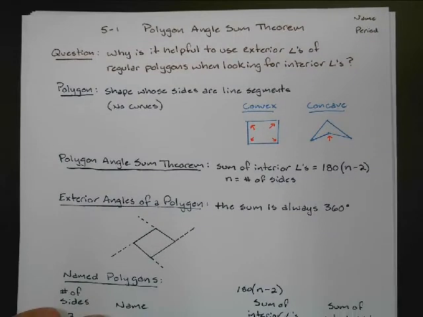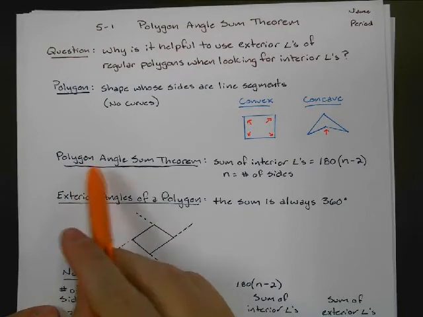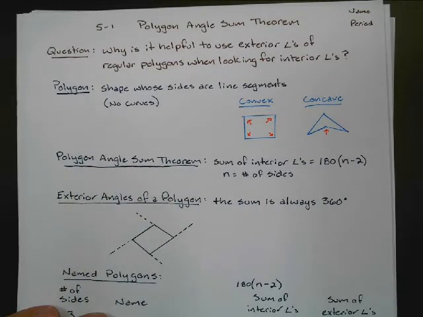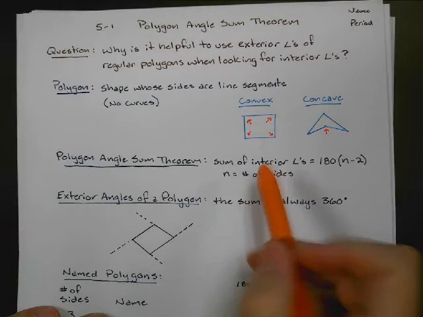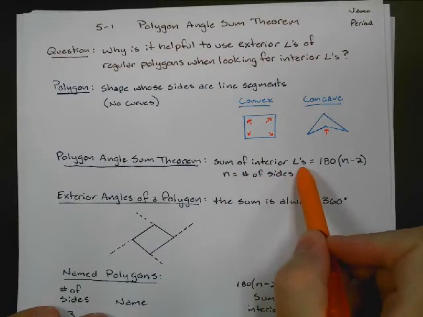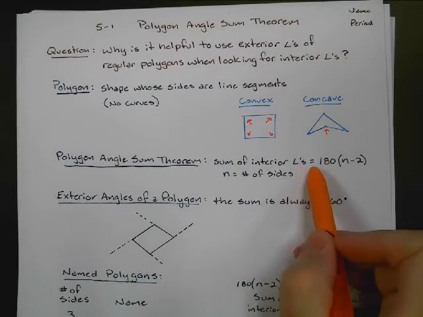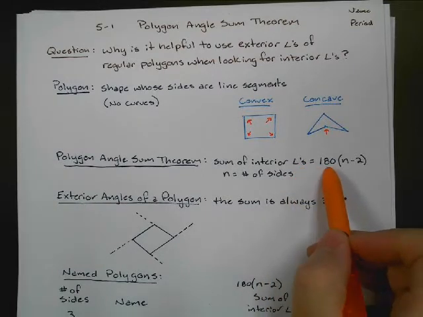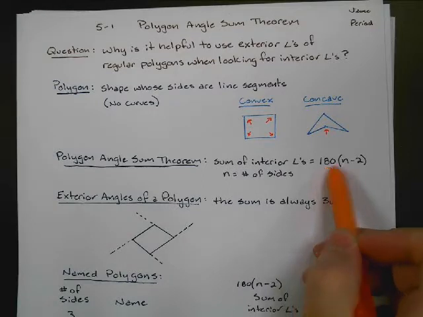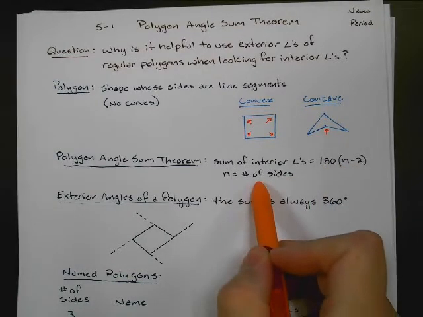All right, so the first thing that we have here is called the Polygon Angle Sum Theorem. The Polygon Angle Sum Theorem says the sum of the interior angles of a polygon, so if you add up all the interior angles, it's always going to be equal to 180 degrees times n minus 2. What's n? n is the number of sides.